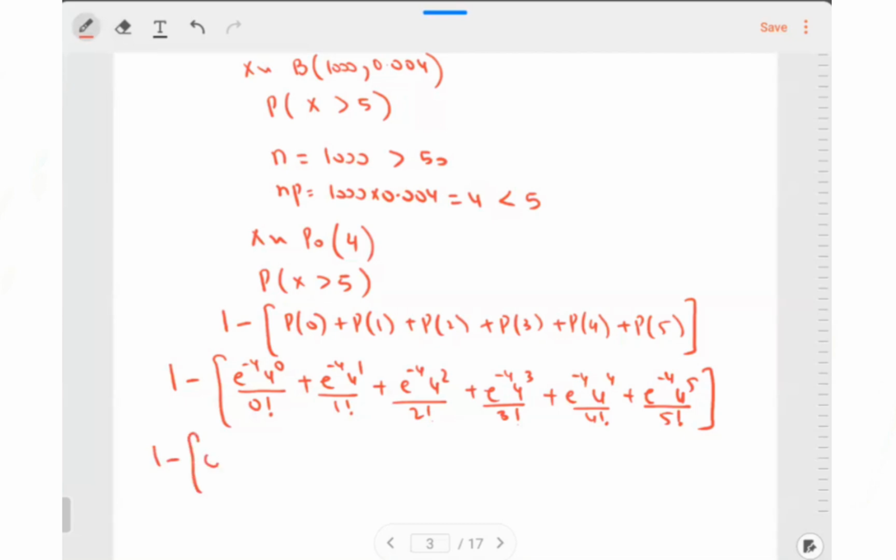1 minus 0.0183 plus 0.0733. प्लीज साथ साथ कंफर्म करते रहिए. 0.147, 0.195, ये भी 0.195, 0.156. 1 minus all this is 0.215.